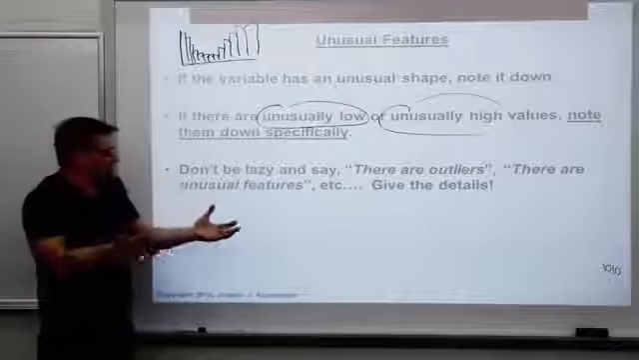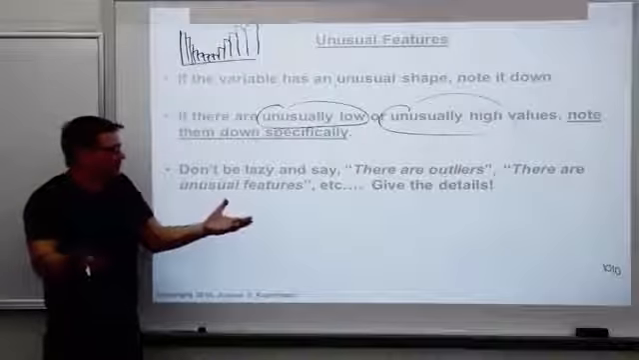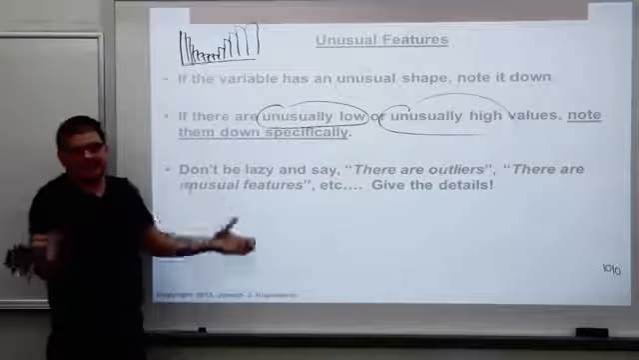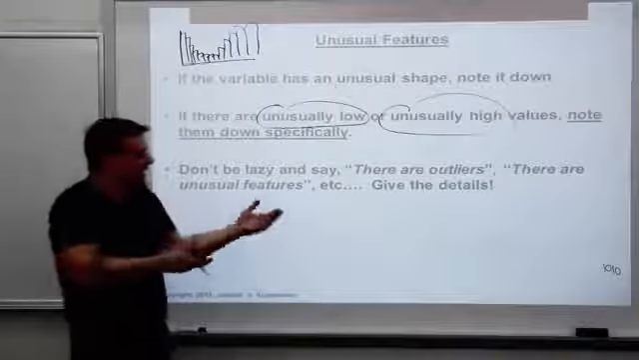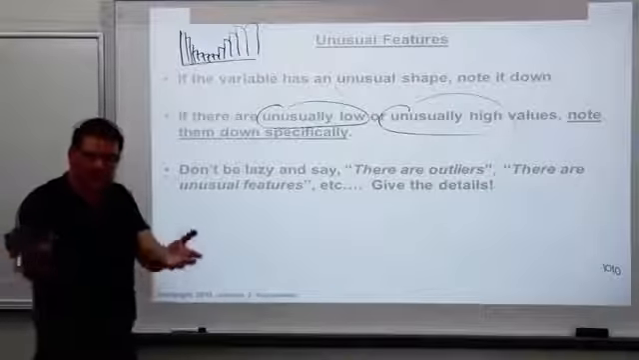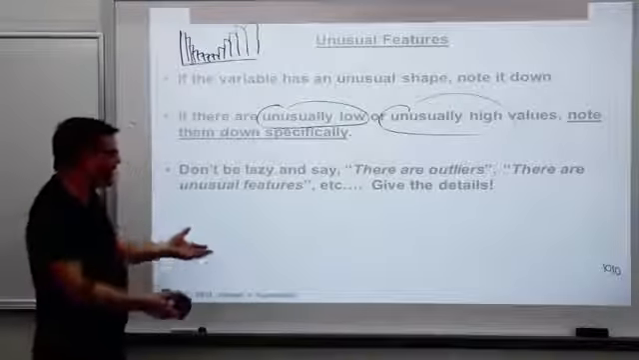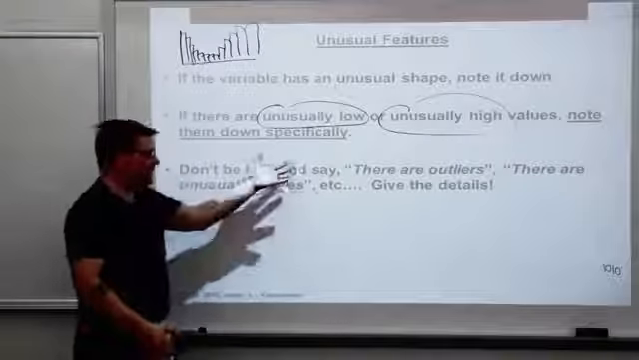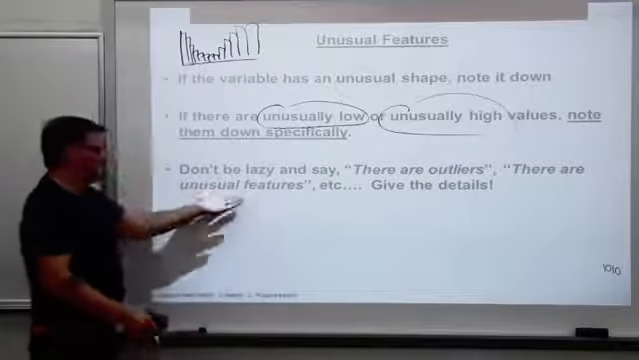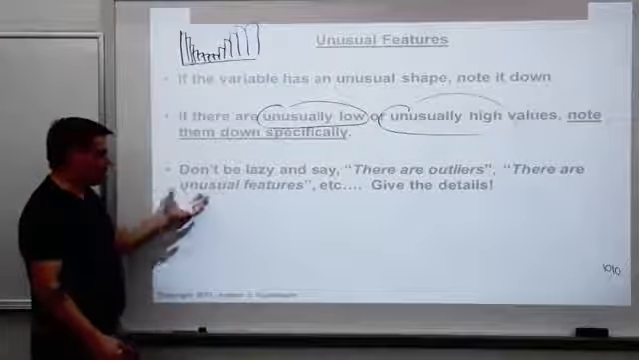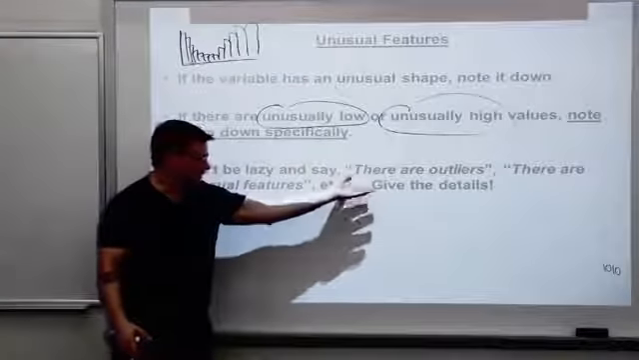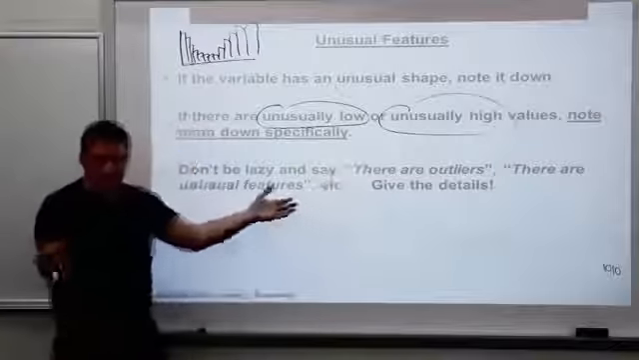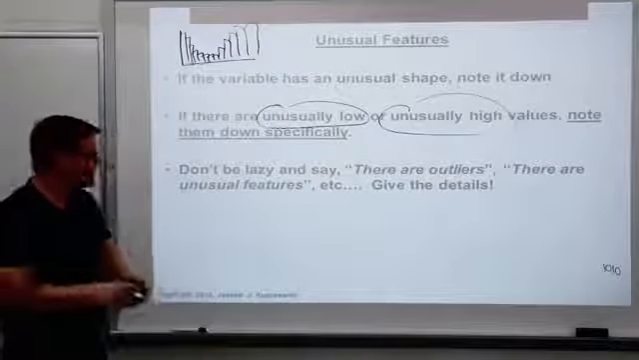It's a big pet peeve of the stat instructors where a student will just say there are outliers. Give some details. Are they high or low? Can you approximate or give their actual values? Okay? Let's not be lazy and just say there are outliers. Let's not be lazy and say there are unusual features. Let's be careful and give the details. Typically, these are some of the most interesting data values we have, so let's learn about them.